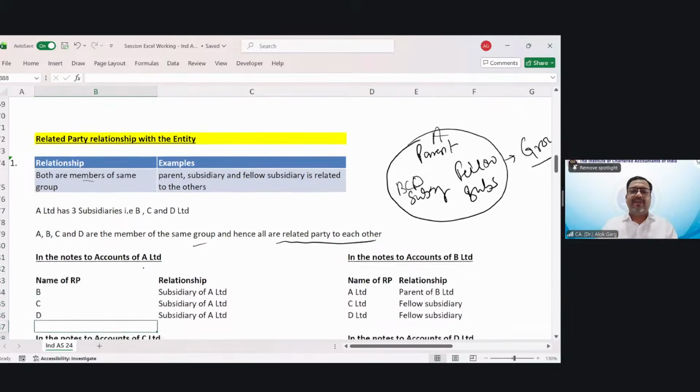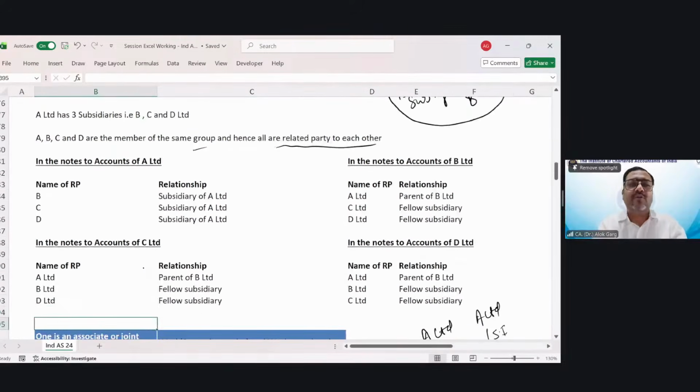So in the notes to accounts of A Limited, how will these related parties be shown in their respective financial statement notes to accounts? In the notes to accounts of A Limited, what are the names of the related parties? Except A, who is left? B, C and D. What is the relationship of A Limited with B, C and D? All these B, C and D are the subsidiaries of A Limited.